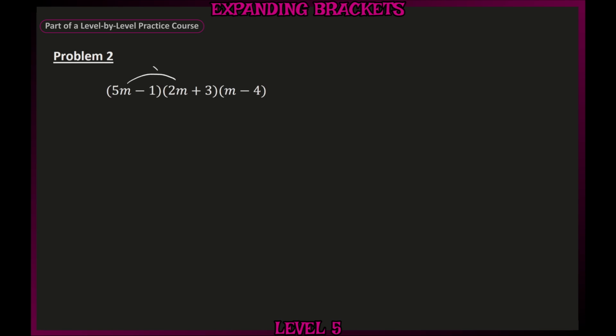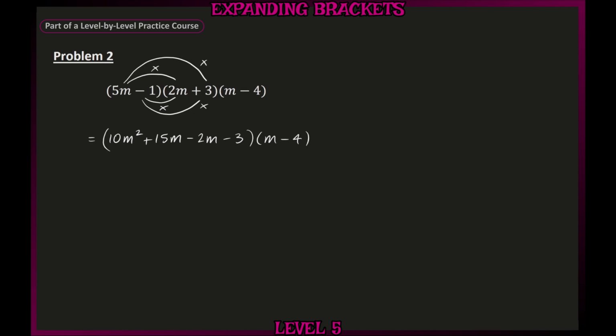So 5m multiplied by 2m gives us 10m squared. 5m multiplied by 3 gives us plus 15m. Moving on to the minus 1, we have minus 1 times 2m is minus 2m, and minus 1 times 3 is minus 3. Now, since these terms all still need to be multiplied by the third bracket, we need to put them in brackets and leave that third bracket at the end still multiplying.